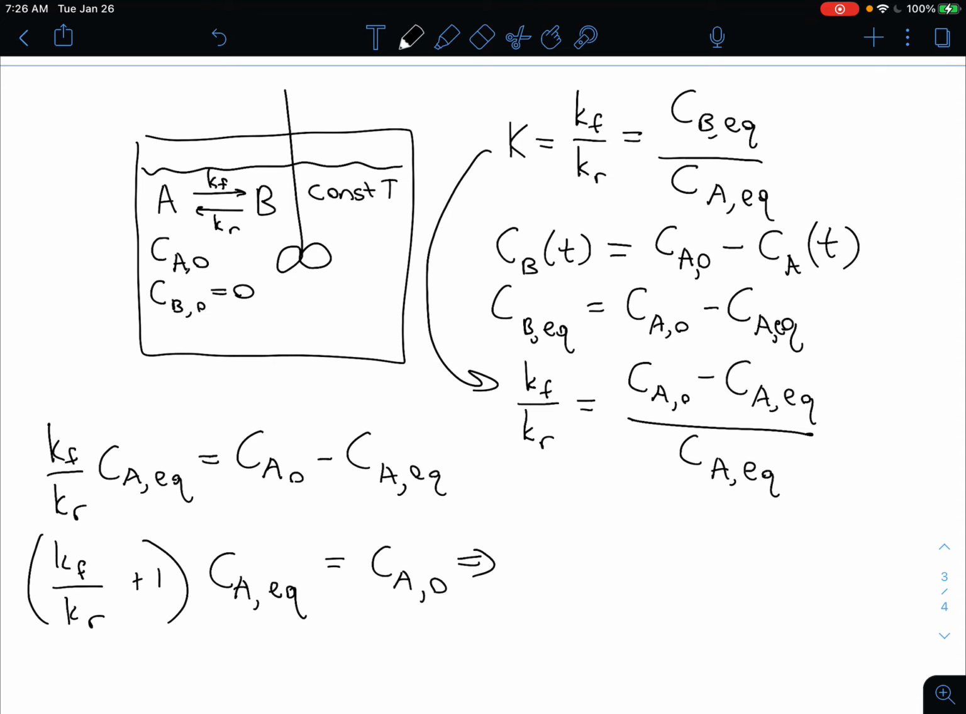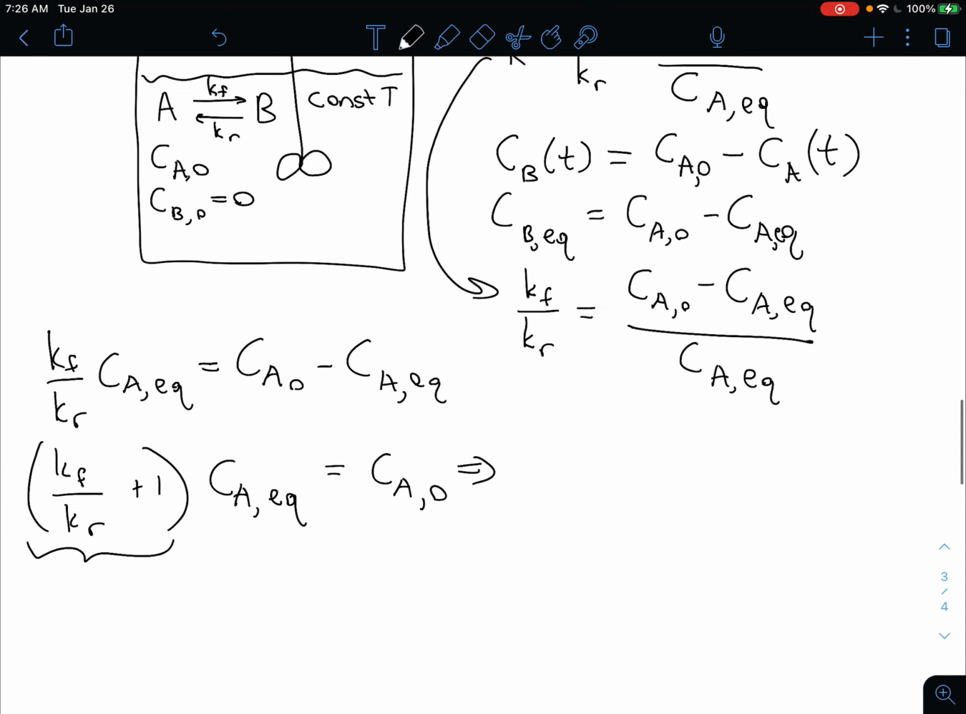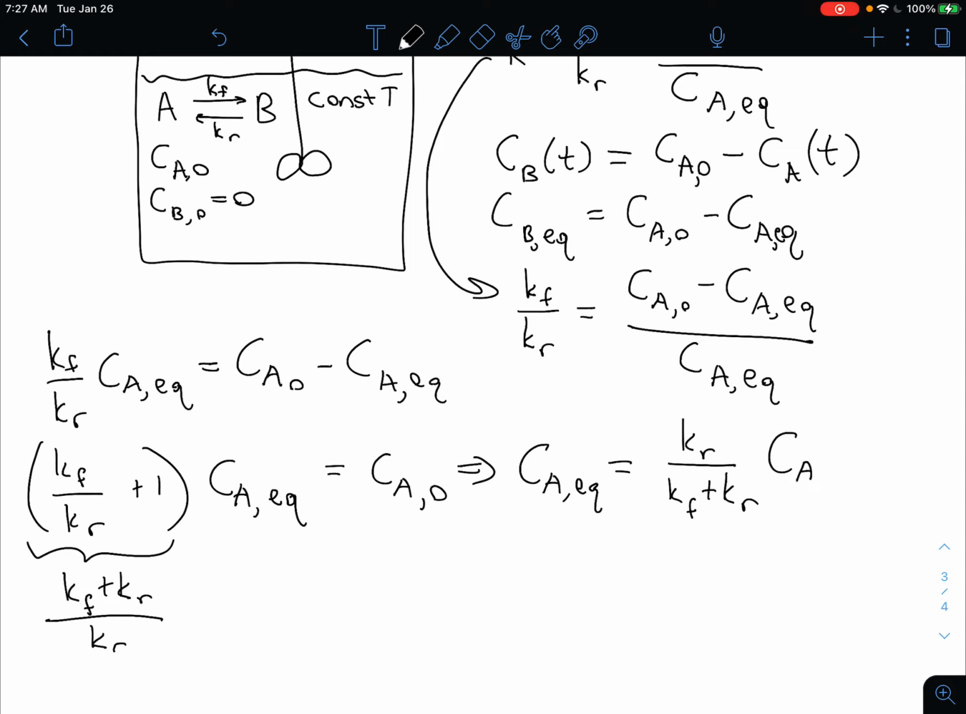And another way to put this, you can simplify this by saying this is K forward plus K reverse over K reverse. It tells us that Ca equilibrium is going to equal K reverse over K forward plus K reverse times Ca naught.